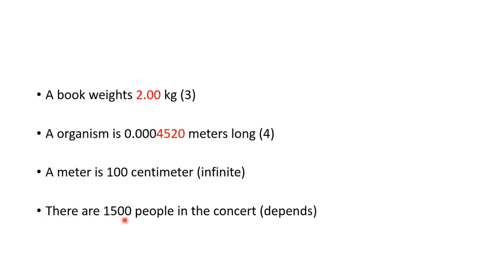And there are 1500 people in the concert. Well, this one is actually a trick question because it depends on the context. If when you say 1500 people in the concert, you mean you know for a fact there's 1500, you counted 1500, not 1499, not 1501, then there will be infinite significant digits because people are countable objects. If you're saying 1500 people, you're estimating there's about 1500 people in the concert, then there will be 2 significant digits because you're not really sure of the exact value.